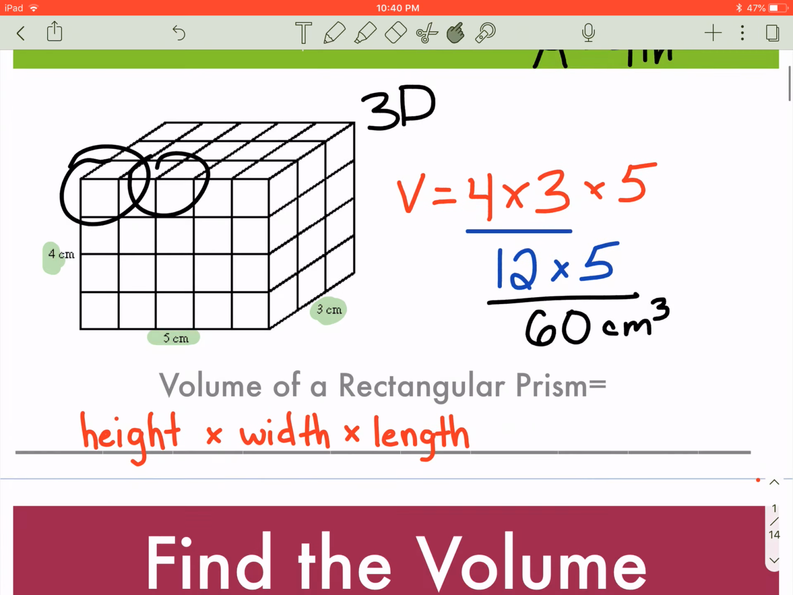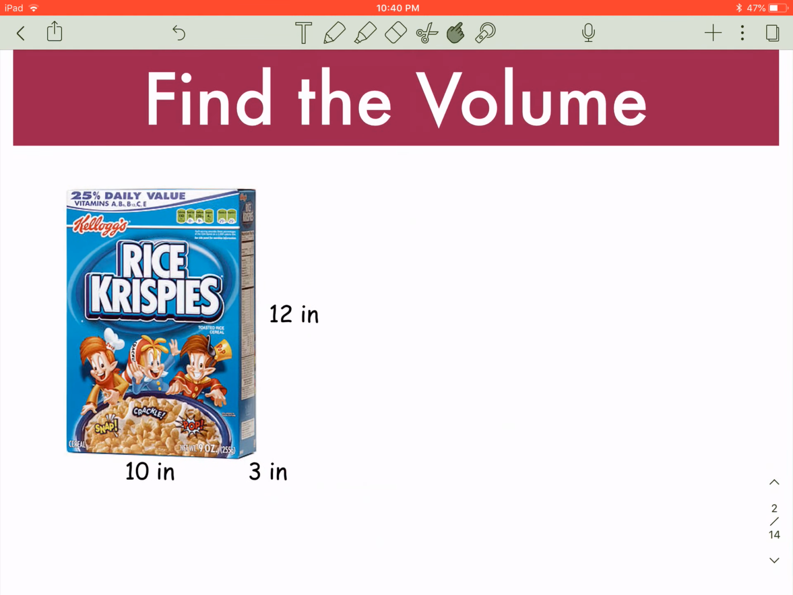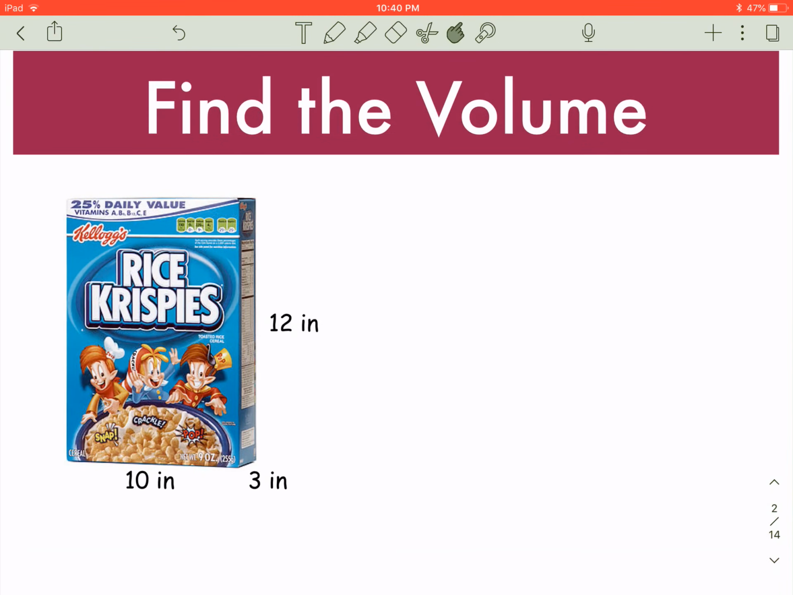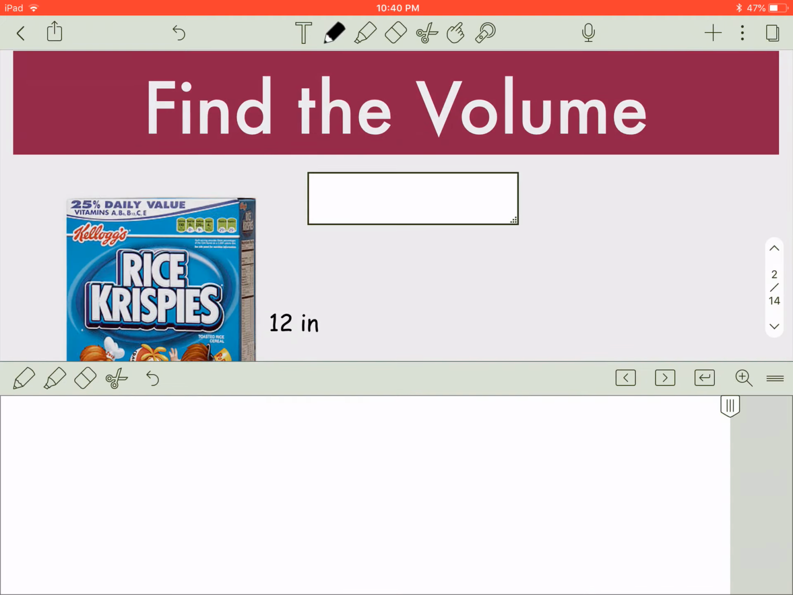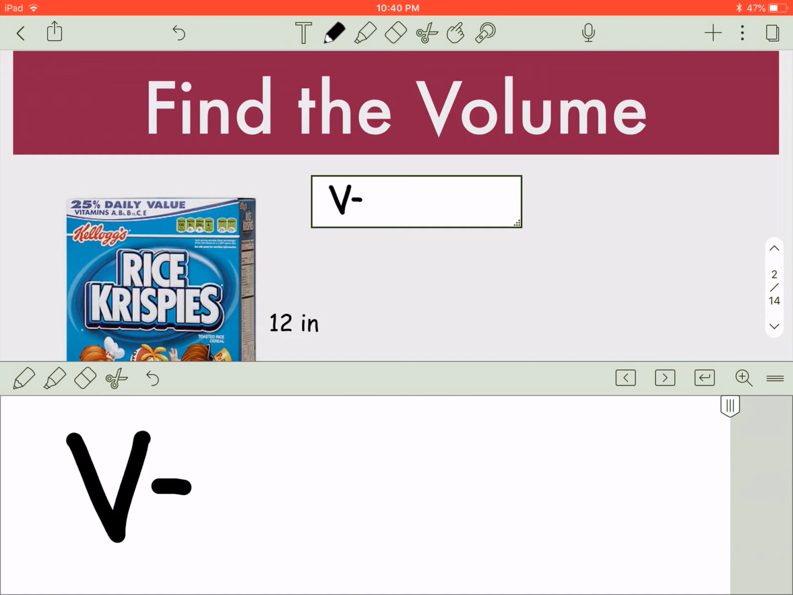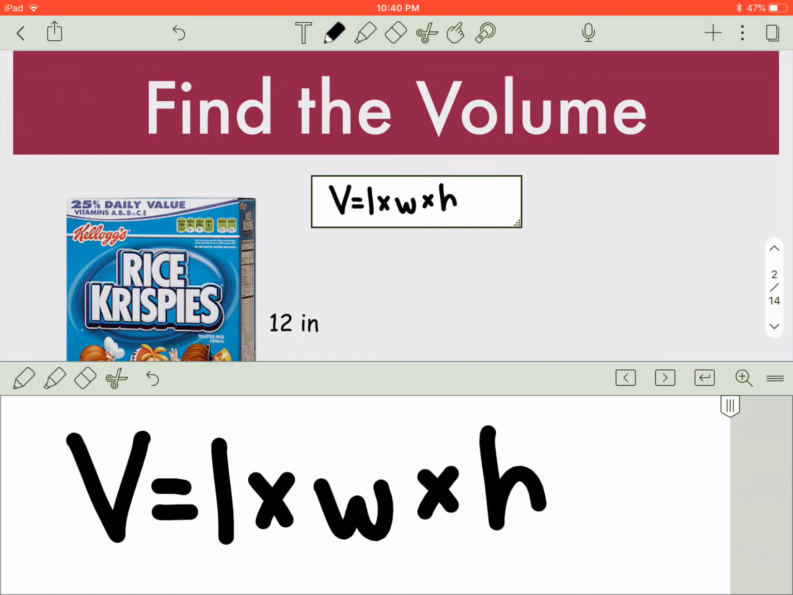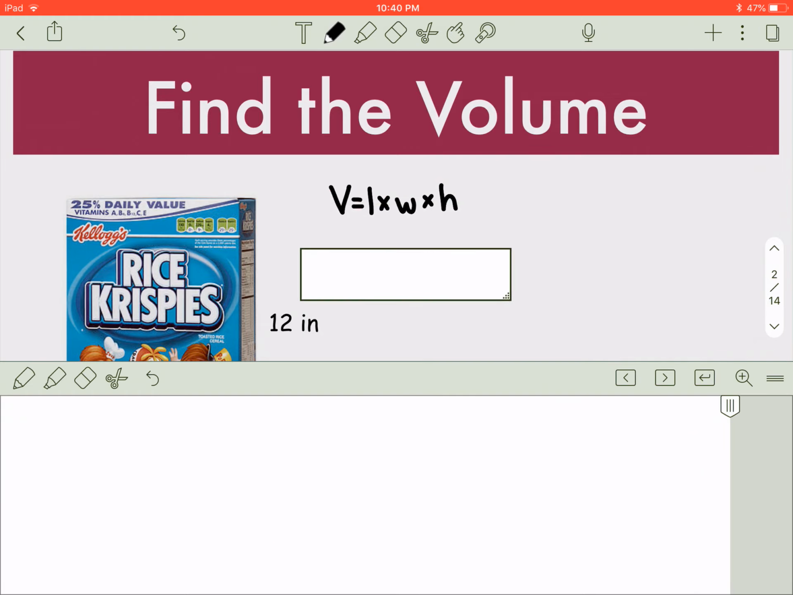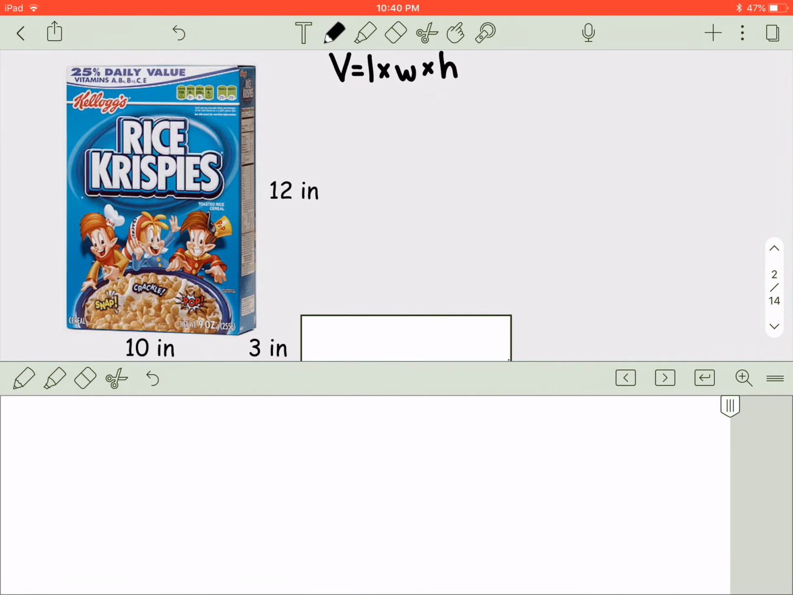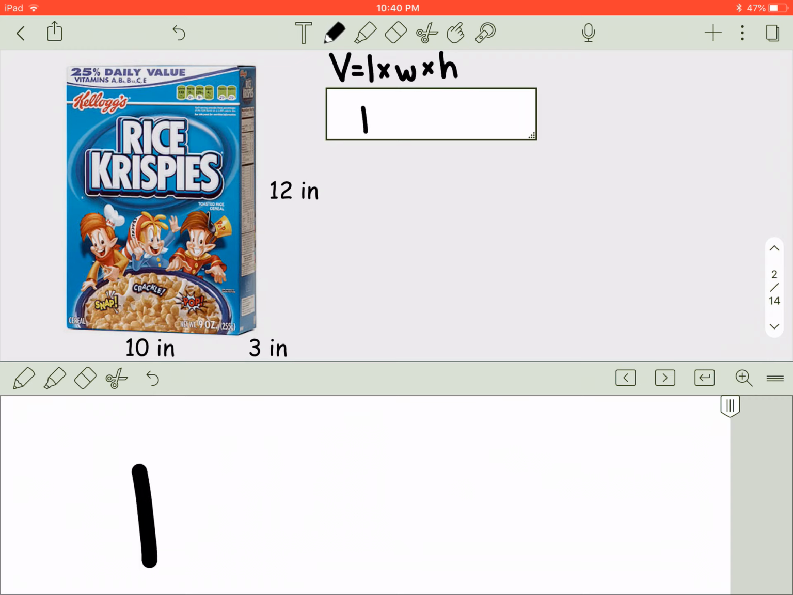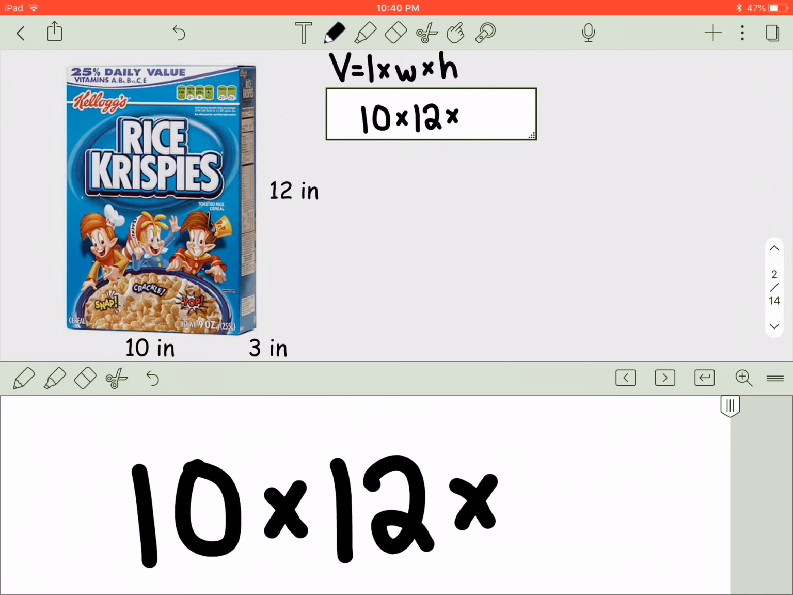Great, let's do another one. Here I have a Rice Krispies box, and I want to find the volume of it. Well, remember that volume, I'm going to use this time, volume is the same as length times width times height. So all I have to do is multiply the numbers together. So I will take 10 times 12 times 3.